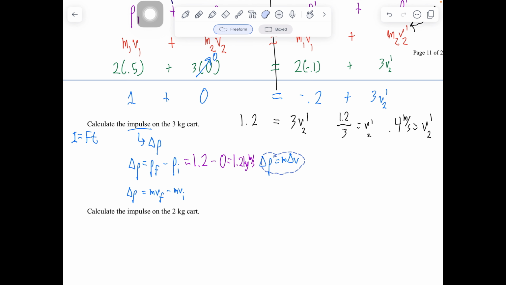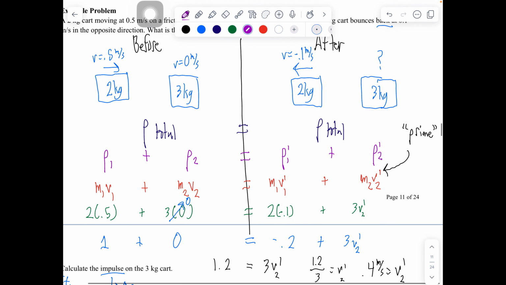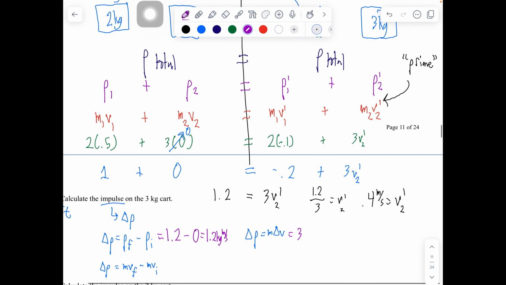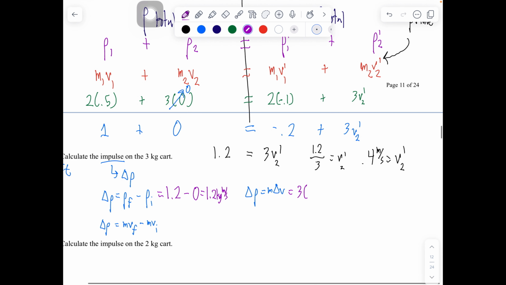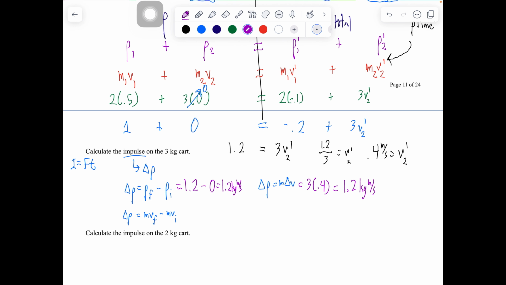Change in momentum is mass times change in velocity. Well, the mass is 3. The change in velocity went from 0 to 0.4. That is a change of plus 0.4. 3 times 0.4 is going to give you that positive 1.2. You get the same answer either way. It's just really how do you want to solve it.